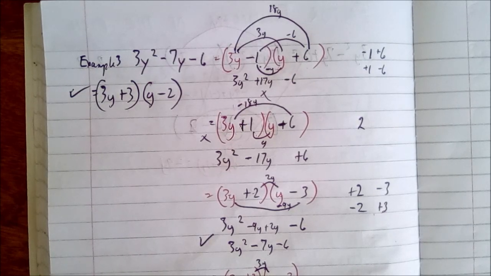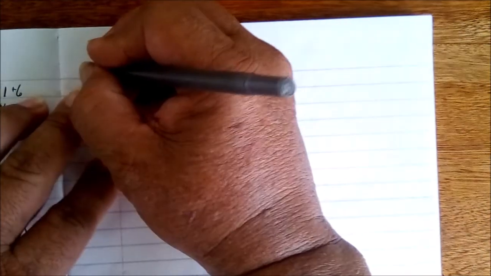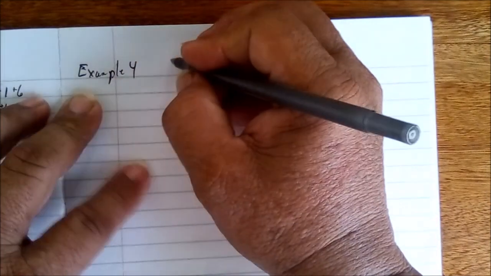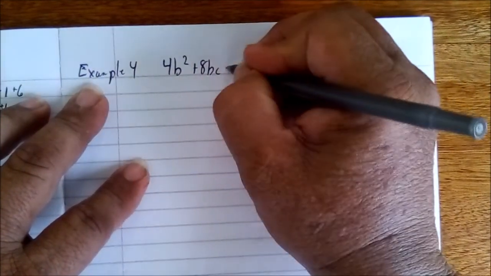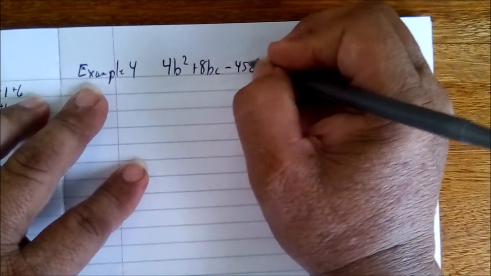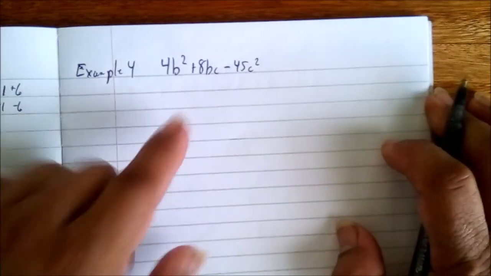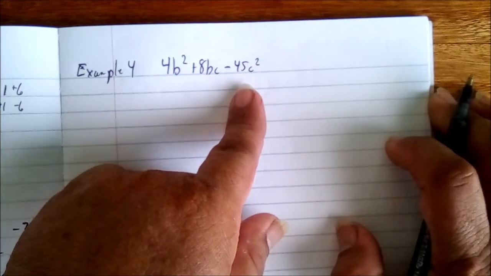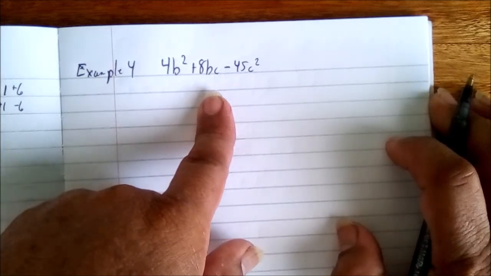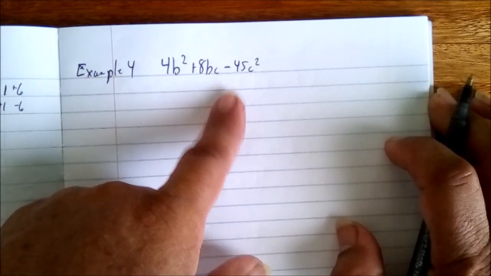Alright, let's do another example of the trial and check method and see how that works out. So we have the next example, example 4. We have 4b squared plus 8bc minus 45c squared. Our strategy here is that we will assume this trinomial is a product of two binomials, and we will assume that a systematic method can be used to find the solution.